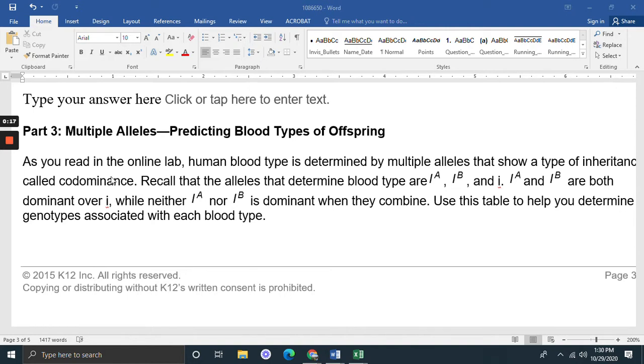This is specifically talking about something called codominance. Okay, so this codominance is specifically talking about a type of dominant allele. Remember, an allele is a variation of the specific gene. Talk about that more in a second. But basically, this idea of codominance is that when you have two dominant alleles, they are both expressed.